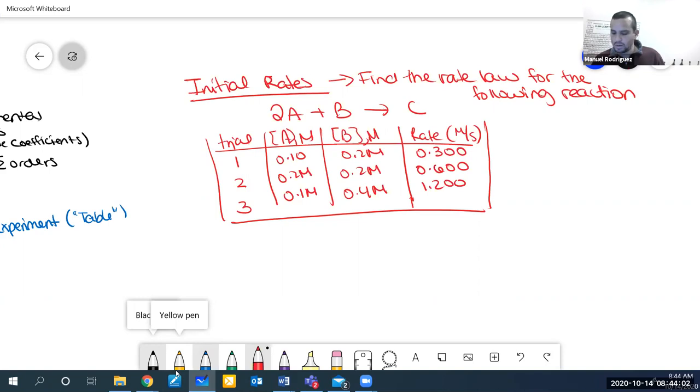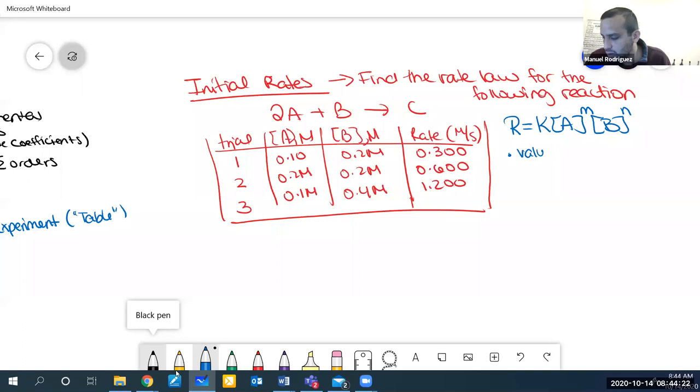So we know that the rate law is going to be R equals K times the concentration of A to some exponent times the concentration of B to a different exponent. So we know the backbone of our rate law, but to actually find it, we need the values of M and N, and we also need the value of K. Good? So you're going to use that table to find M, N, and K.